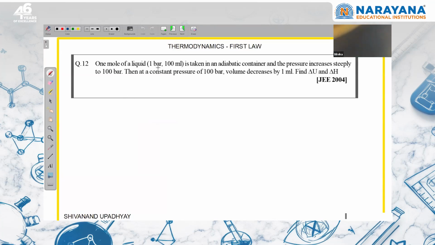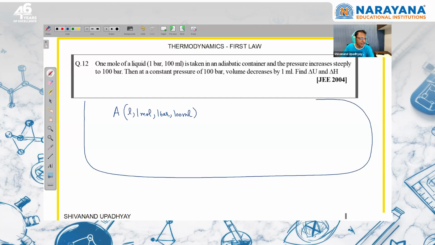1 mole of a liquid at 1 bar and 100 ml is taken in an adiabatic container and the pressure increases steeply to 100 bar. So initially we have a liquid. Suppose we are saying A, which is in liquid state. इसका 1 mole है, pressure is 1 bar और इसका volume इस liquid का 100 ml है. And this whole liquid is taken in an adiabatic container. So this container is adiabatic, means Q exchange will be 0.